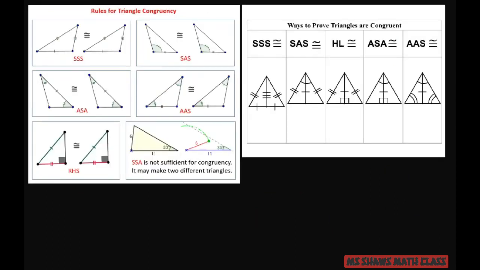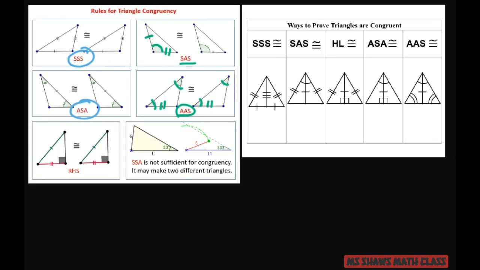Now, here are some pictures of the rules for triangle congruency. We basically went over this one and this one. Here is an example of side, angle, side. So you have this side, angle, side for both of them. Here's the angle, angle, side. So angle, angle, side, angle, angle, side.